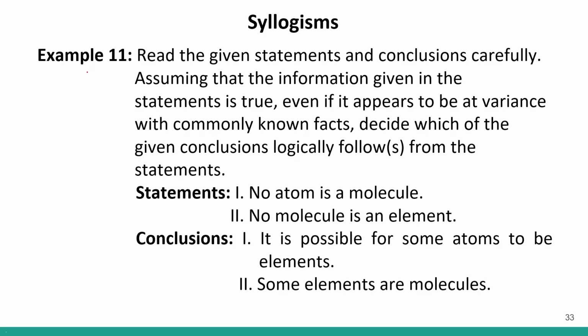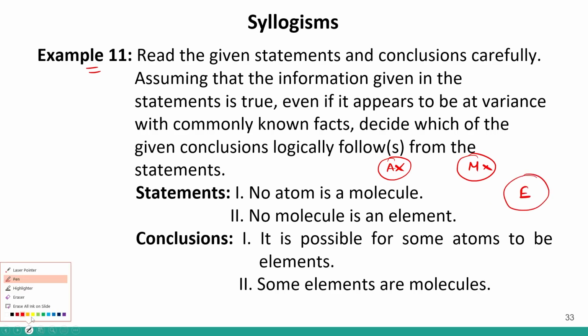Clear? Example 11. Statement 1 is no atom is a molecule. So atoms and molecules are separate entities. Okay, they will not overlap. No atom is a molecule. No molecule is an element. So molecule and element are separate entities. They will not overlap with each other. There is no restriction on atoms and elements.